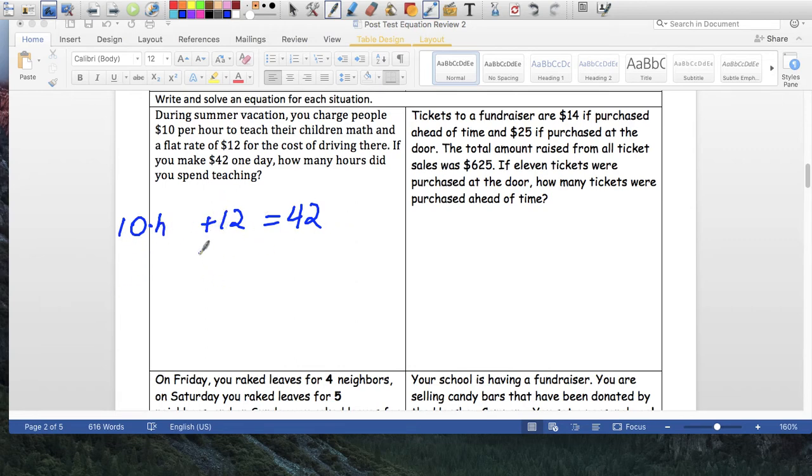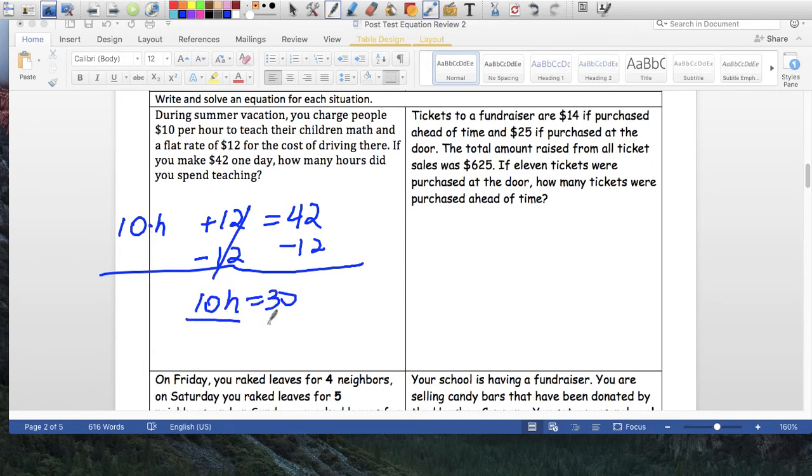If you were to solve it, you would do minus 12 here, minus 12 over here. These two will go out, and you get 10h equals 30. Divide both sides by 10, right? And h equals 3 hours. So how many hours did you spend teaching or tutoring your kids? 3 hours. Okay. Tickets to a fundraiser are $14, and $25 if you purchase at the door.